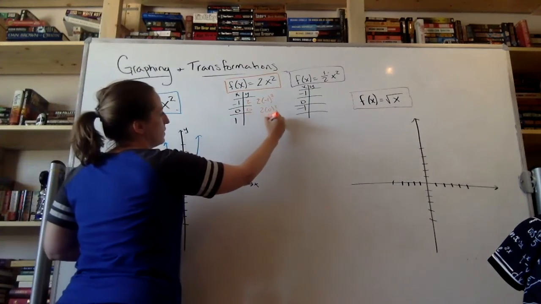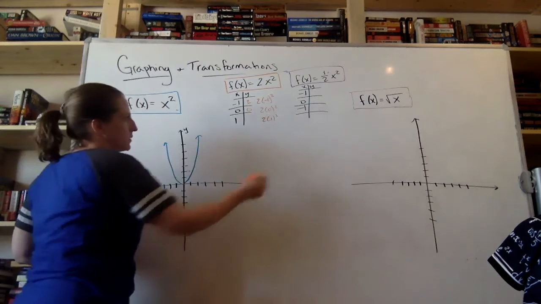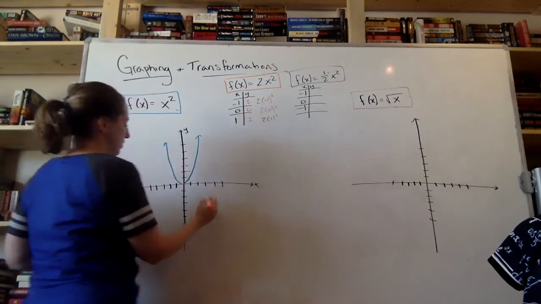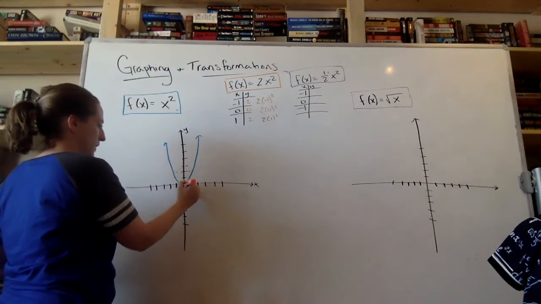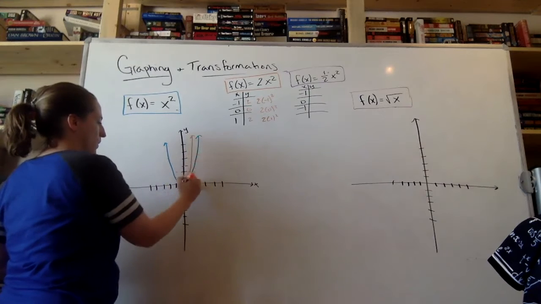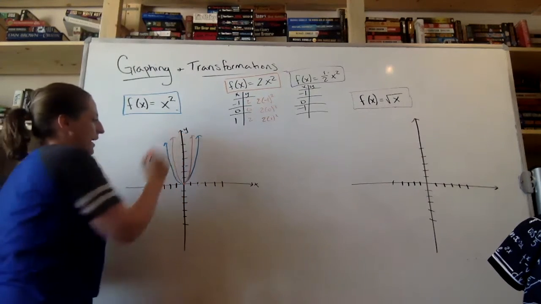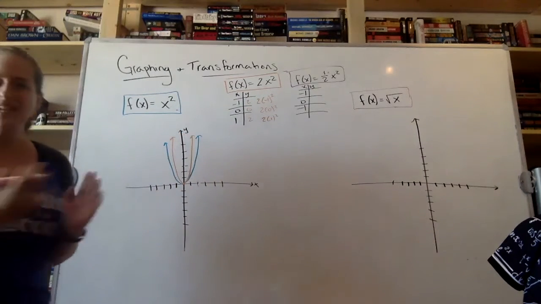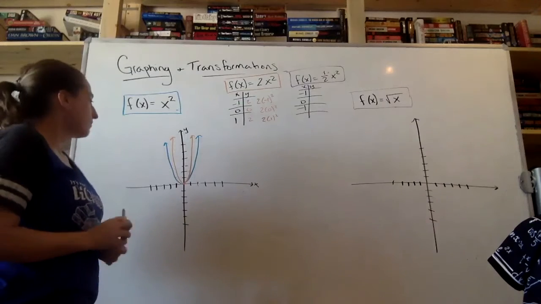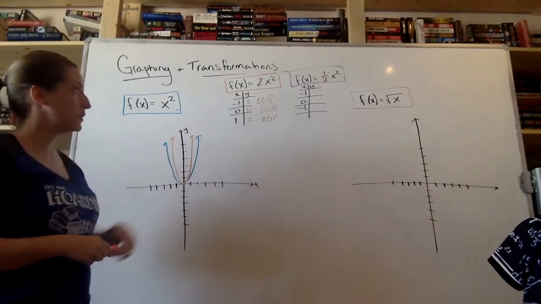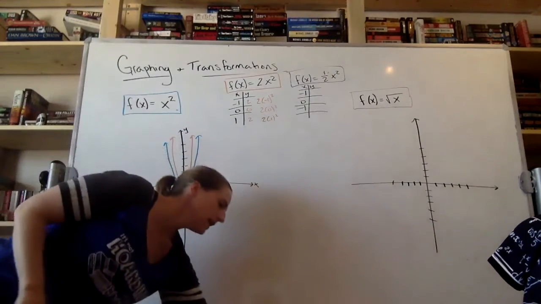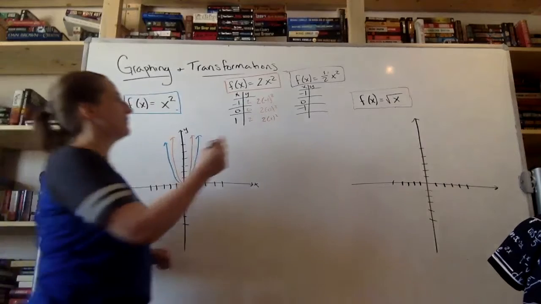Plugging in 1, I'll have 2 times 1 squared. 1 squared is 1, 1 times 2 is 2. Whew, so I also have the point 1, 2. Now, when I sketch the graph, notice that I get kind of a narrower, more skinny parabola for the graph of 2x squared. Let's do the same thing, but look at what happens when it's 1/2 x squared.